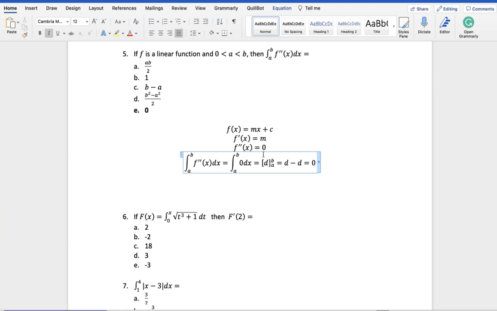But we don't have any x here. We just have a constant. So when you substitute the upper boundary, it just comes back as d, the constant. And when you substitute the lower boundary, it just comes back as the constant again. So you basically have the same constant subtracted from the same constant, and that gives you 0, which is why the answer is 0. Hopefully this makes sense.